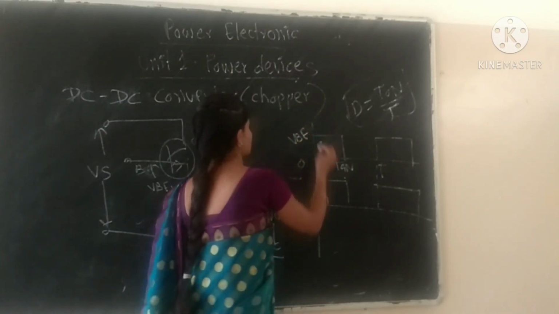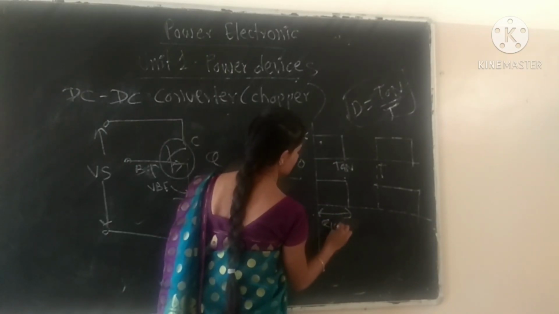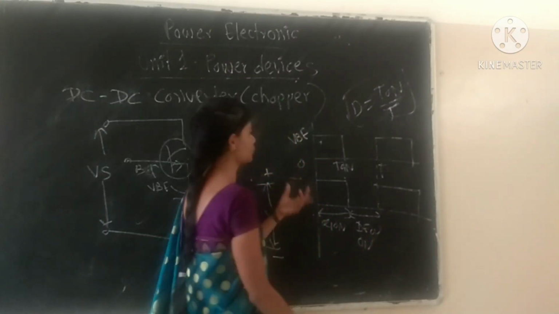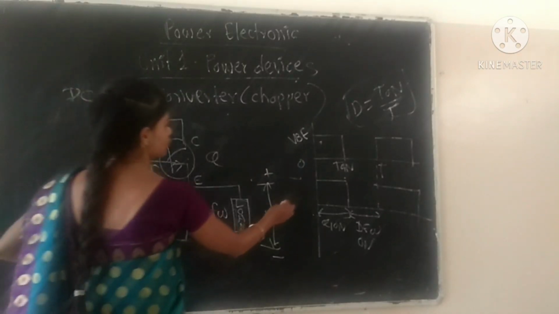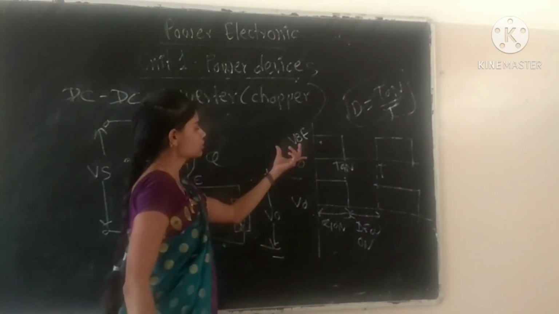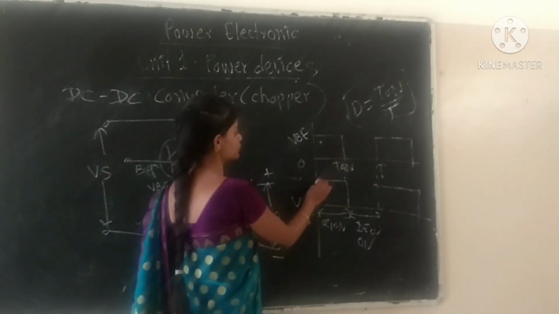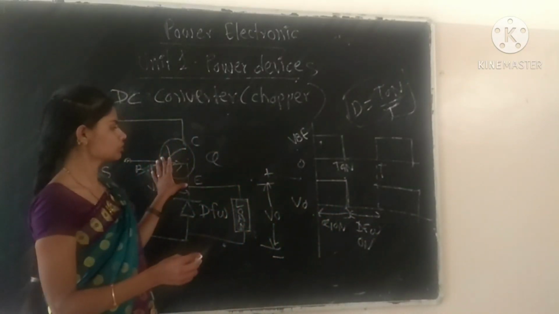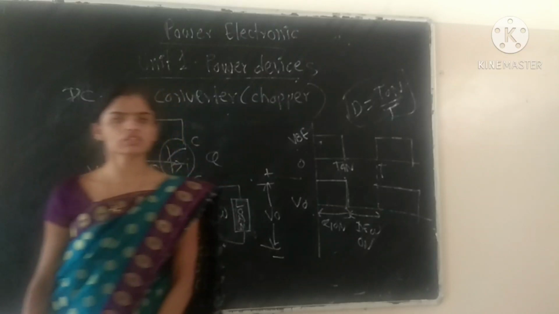Here VB is the base emitter voltage, and at this point Q1 is on, and at this point DFW is on. This is a waveform for the chopper or DC to DC converter. Here we have the output voltage, and the base to emitter voltage, T on upon T. This is the duty cycle, and in the positive half cycle the transistor Q1 is on, and at zero the DFW is on.